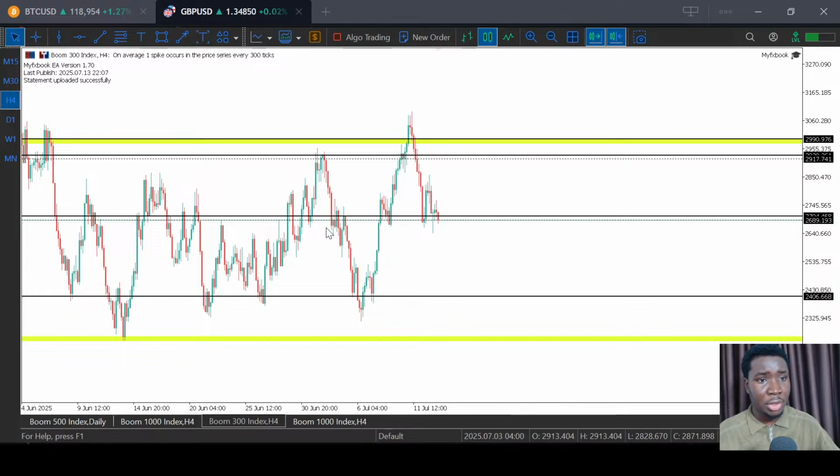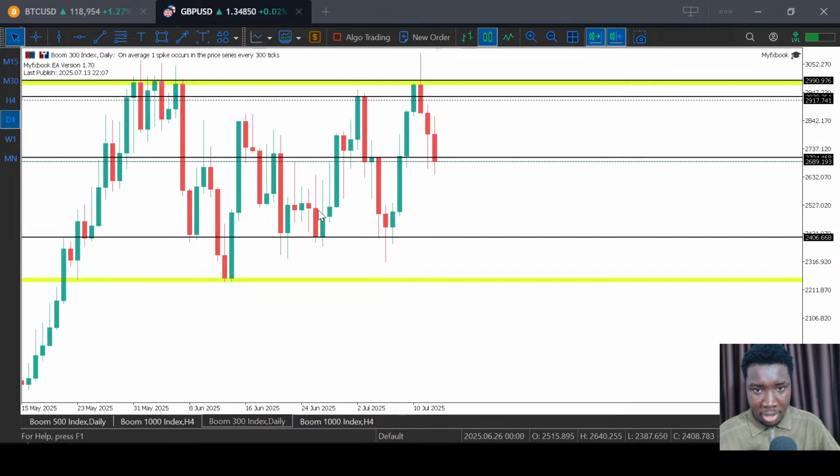So, with that being done and said, Boom 300. This market, I've been banking on it here. Structure changing here, structure changing there. This zone, okay, has been respected 2406.